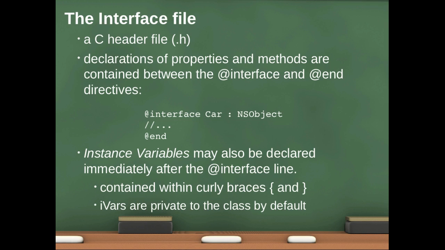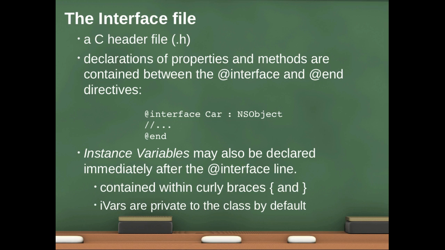So let's talk about this interface file or interface section. The interface file is a C header file. It's a .h file. And the declarations of properties and methods that we talked about are contained between a pair of @interface and @end. Whenever we see an @ sign preceding something in Objective-C, it means that this is an object-oriented thing. And I won't go any farther than that. But it's kind of a signal to us.